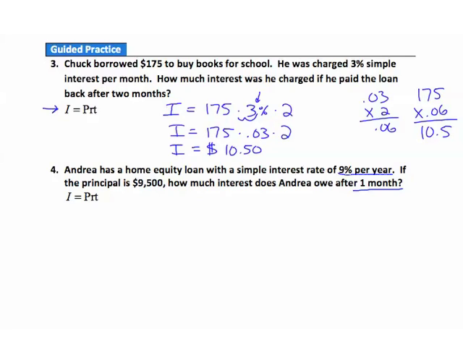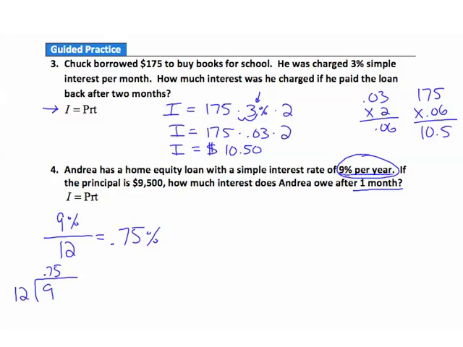We need to change this yearly interest rate into a monthly interest rate. So we're going to take 9%. There's 12 months in a year, so we're going to divide by 12. So on some scratch paper, we would do 12 into 9. When we do that division, we get 0.75. So a monthly charge then of 0.75% interest.